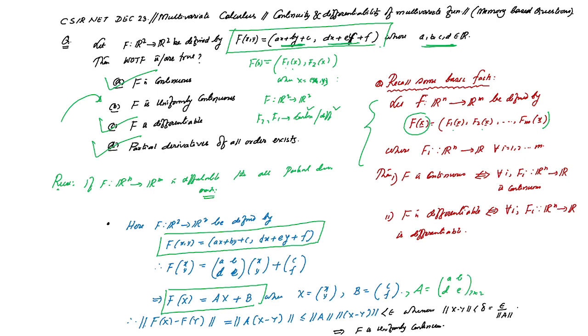Now we take the norm of F(x) minus F(y), that will be A(x minus y), B is eliminated here. That is less than or equal to norm A times norm x minus y, which will be less than epsilon whenever norm x minus y is less than delta, where delta is taken as epsilon by norm A. So that means the definition of uniform continuity of a multivariate function holds. In that case we can say F is uniformly continuous on R2. So obviously this option is correct, which means all the options are correct. This is one of the nice questions that has been set by CSIR.